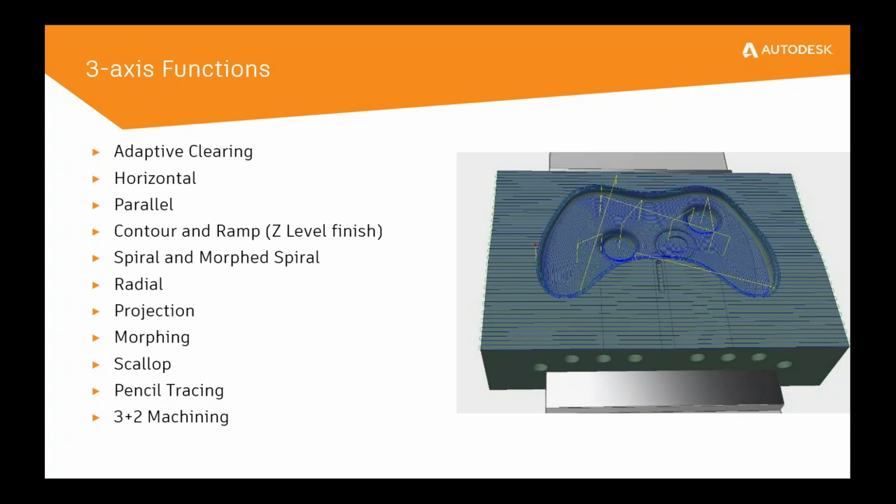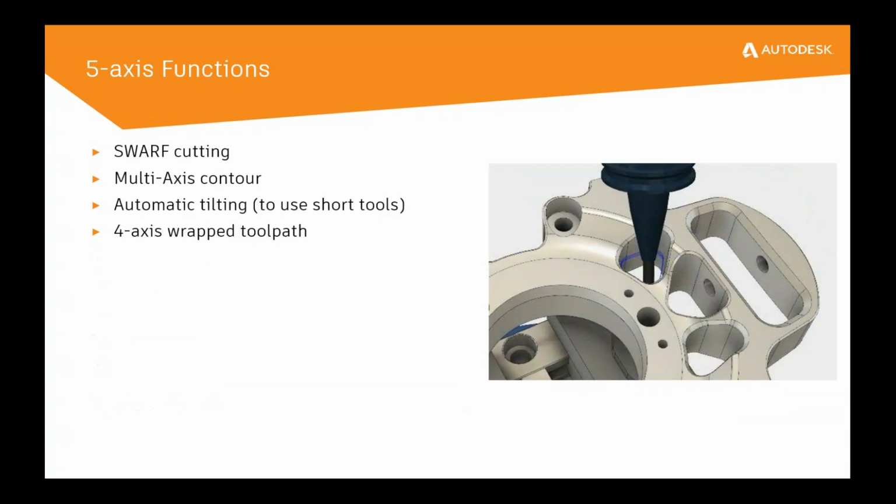So, parallel machining, what's sometimes called lace machining, zigzag back and forth across the part. Contour machining, ramp machining, spirals and more spirals, radial. You can do projections. I try to explain that in training class. I could draw a star above a part and tell the tool to follow that star in 2D, but keep the tool on the part underneath that's moving up and down. They call that projection machining. Morphing machining, scallop machining. We do have pencil tracing, 3+2 machining for multi-axis machines. I'm hoping to show you as much of this as I can. We'll see how the time goes.